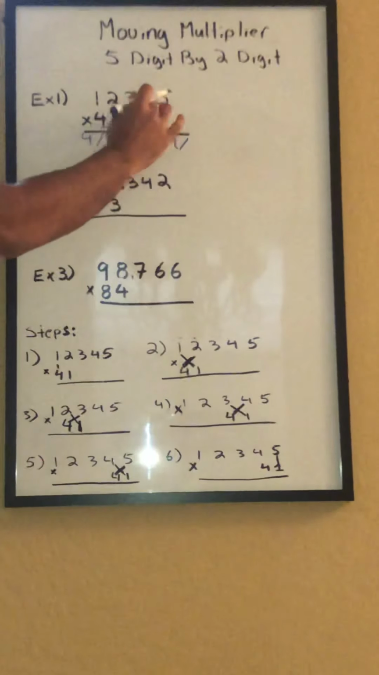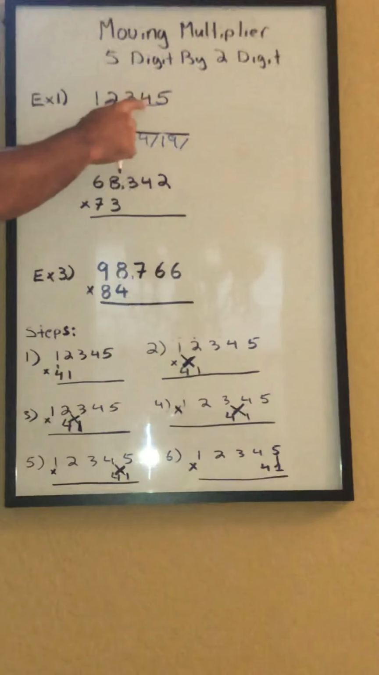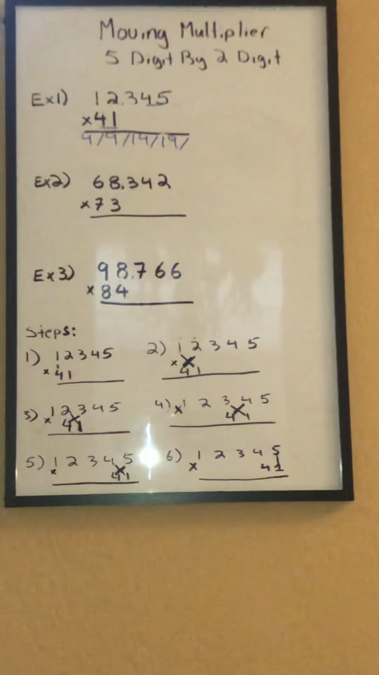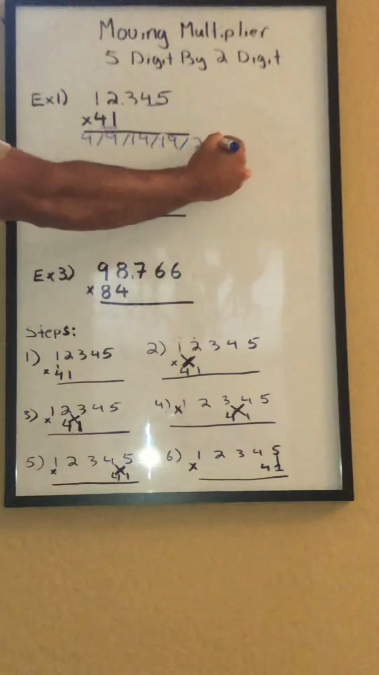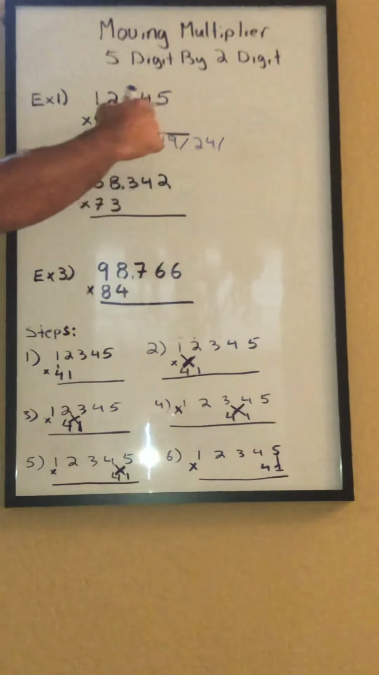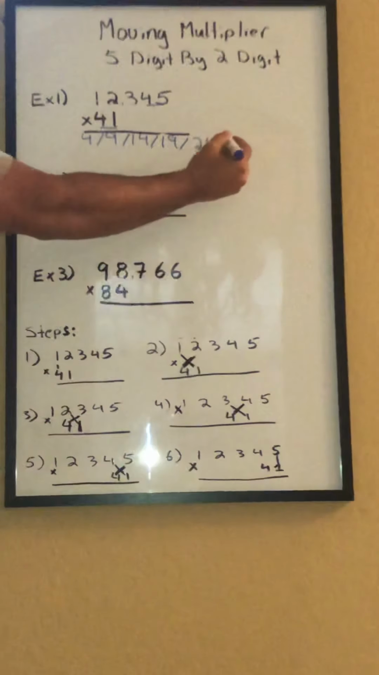Okay, and lastly, I move over here. What's the sum of these cross products? 45 and 41. 5 times 4 plus 4 times 1. 5 times 4 is 20. 4 times 1 is 4. 20 plus 4 is 24. And last step is the right number times the right number, top and bottom. 5 times 1 is just 5.